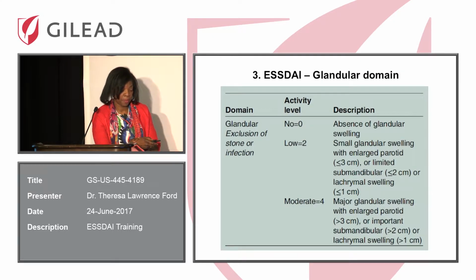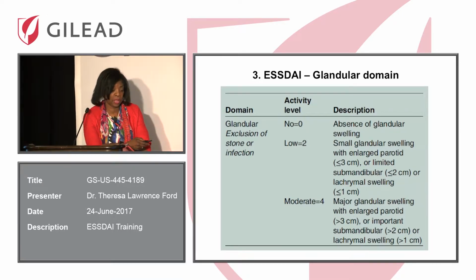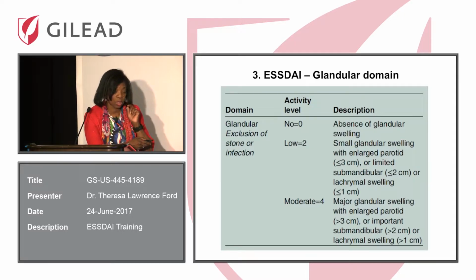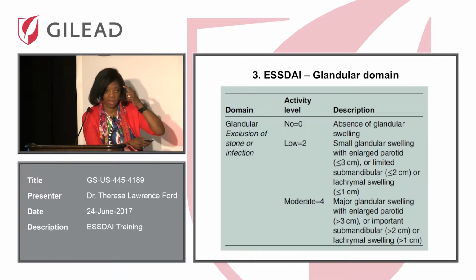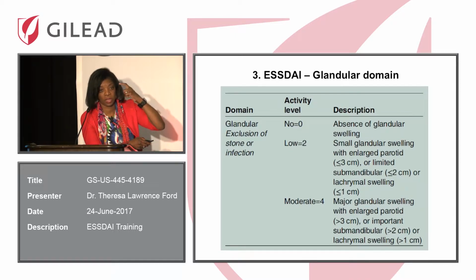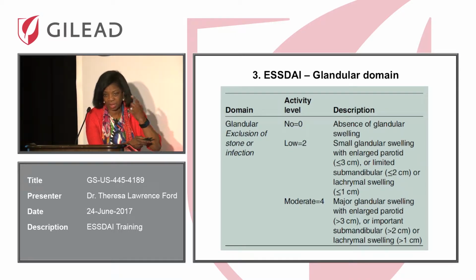Now going to the glandular domain. Here we have exclusion of a stone or an infection, and we have 3 activity levels: 0, 2, and 4. 0 is the absence of glandular swelling, whereas 2 would be any small glandular swelling, and we're looking at the salivary glands: the parotid, the submandibular, and the lacrimal. Going in that order, the small glandular swelling is 3 or less centimeters in the parotid, 2 or less in the submandibular, and 1 or less in the lacrimal. So these are smaller areas as we are descending here, so that kind of makes sense.